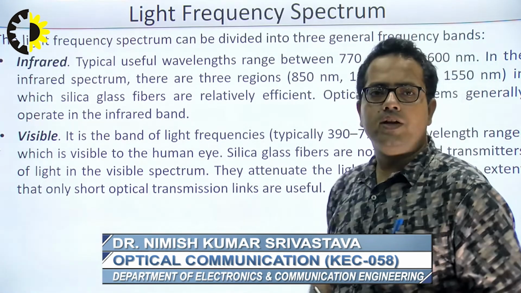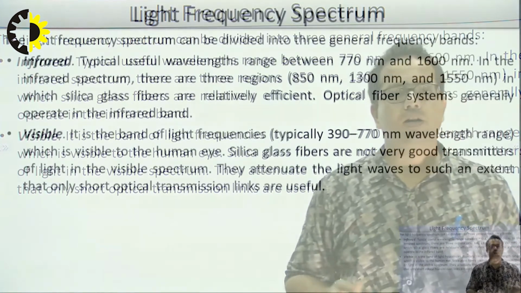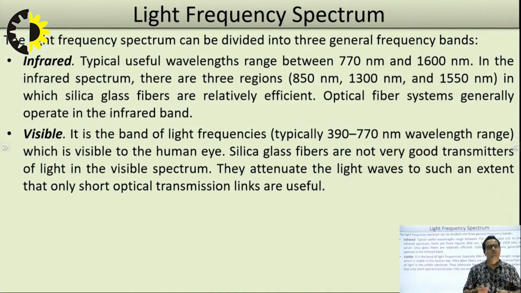Before moving into detail about the different components that combine to form an optical fiber communication link, we first have to understand the different frequency spectrums we are going to concentrate on. Basically there are three frequency spectrums to look into. First is the infrared band, in which the wavelength varies from 700 nanometer to 1600 nanometer.